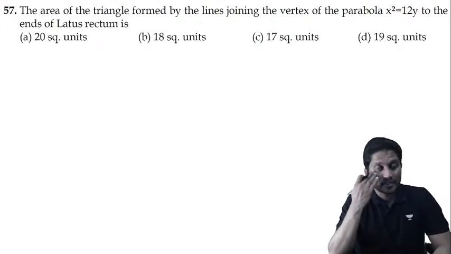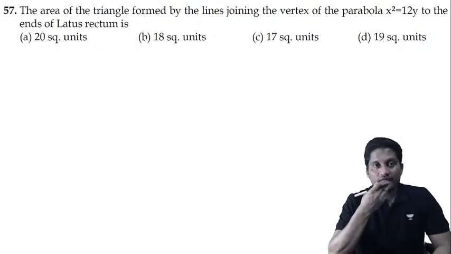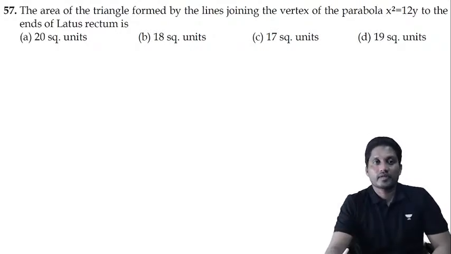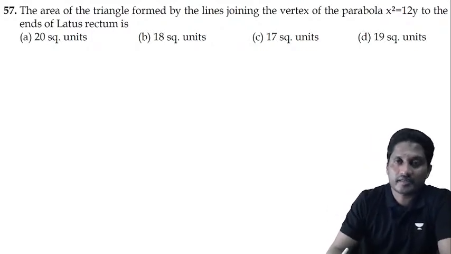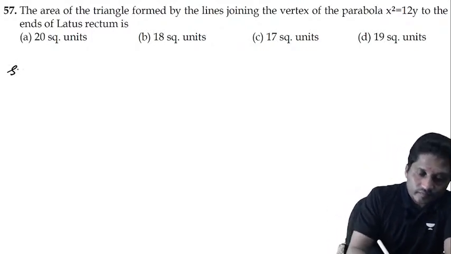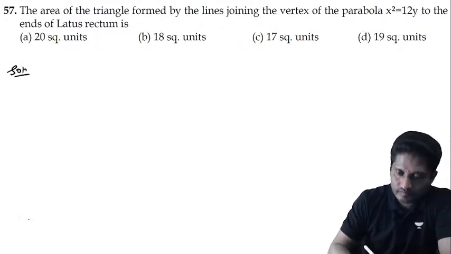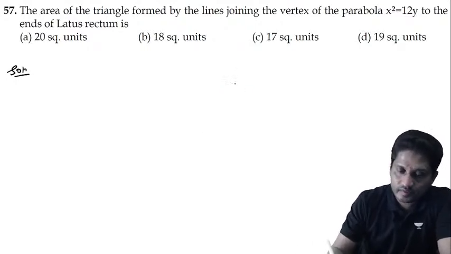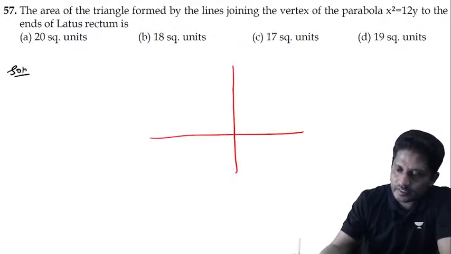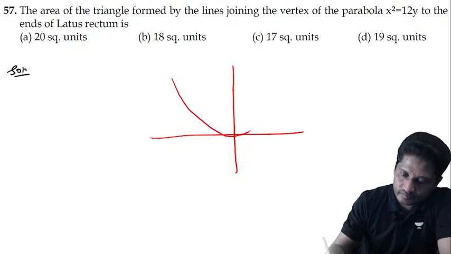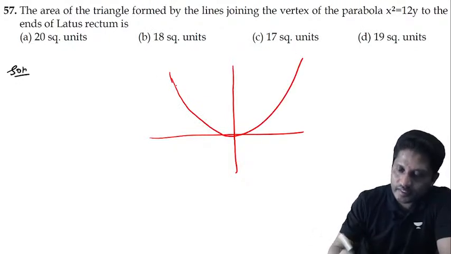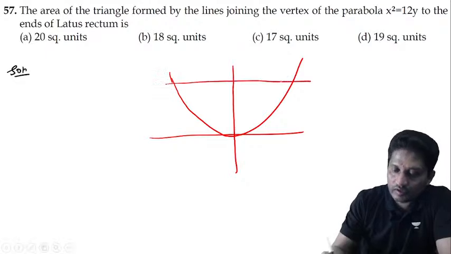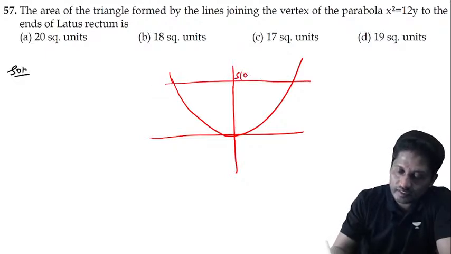Area of a triangle formed by the lines joining the vertex of the parabola to the ends of the latus rectum. Okay, now let's say you have a parabola, x square is equal to 12y, an upward parabola. Now, this is the latus rectum, right? The chord drawn from the focus perpendicular to the axis is called the latus rectum. This L dash is called the latus rectum.